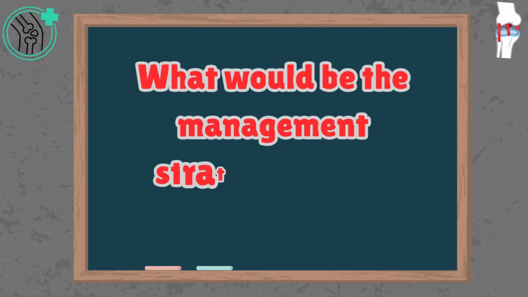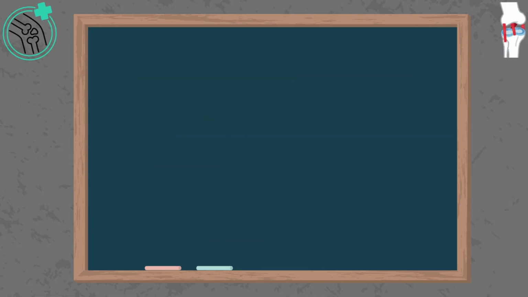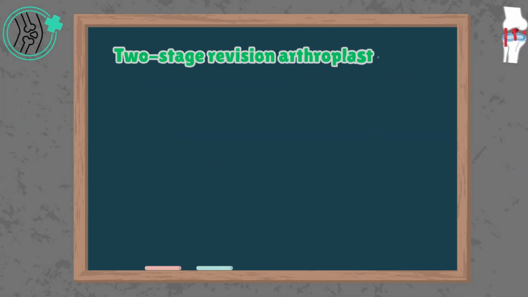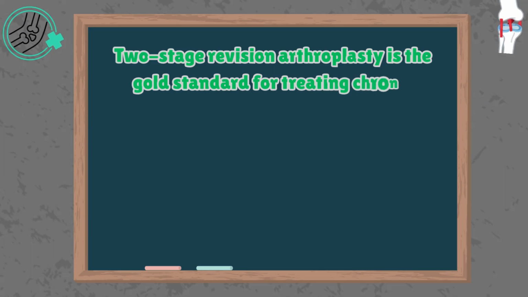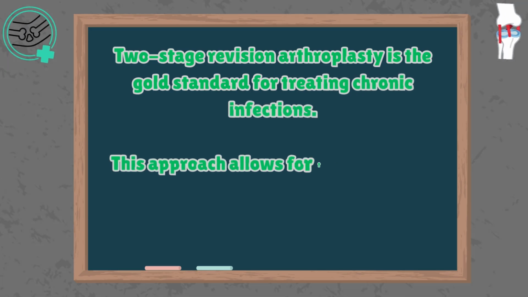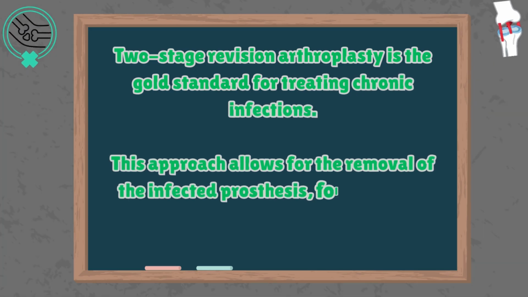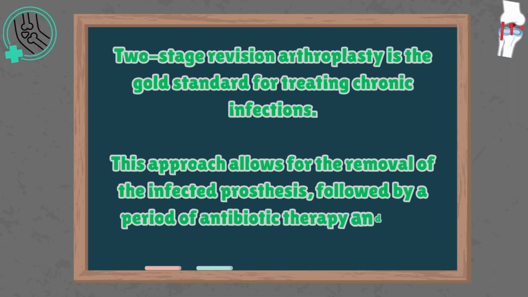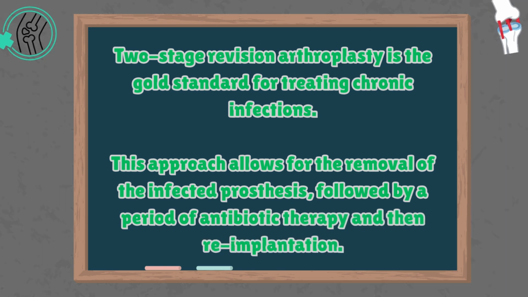What would be the management strategy for this patient? The answer is, two-stage revision arthroplasty is the gold standard for treating chronic infections. This approach allows for the removal of the infected prosthesis, followed by a period of antibiotic therapy and then reimplantation.